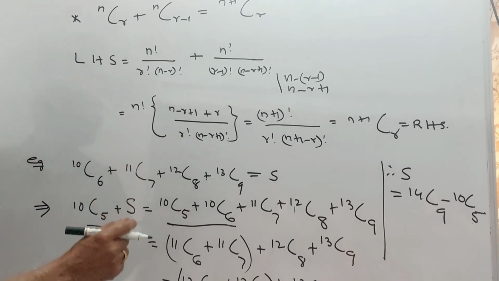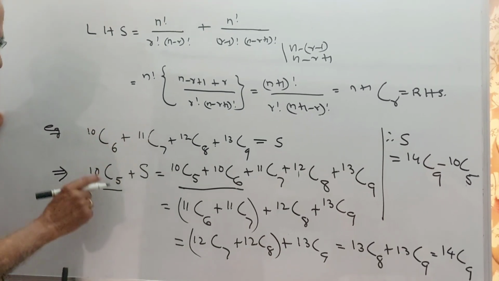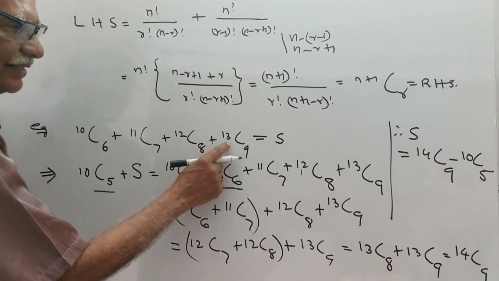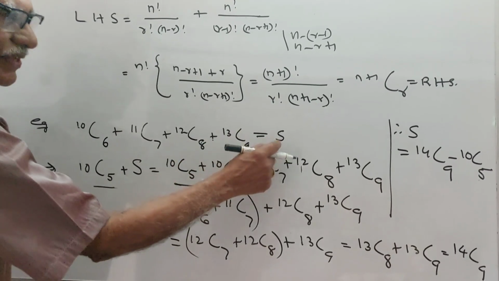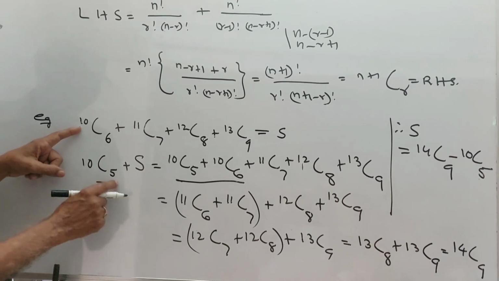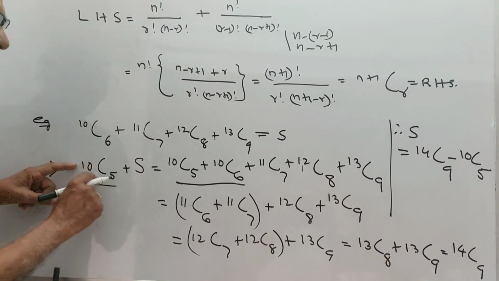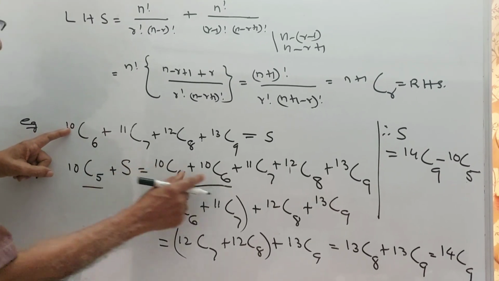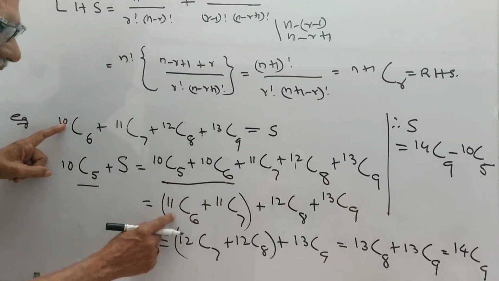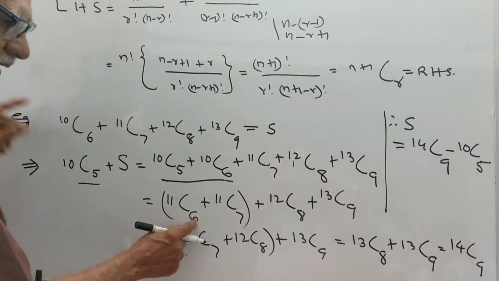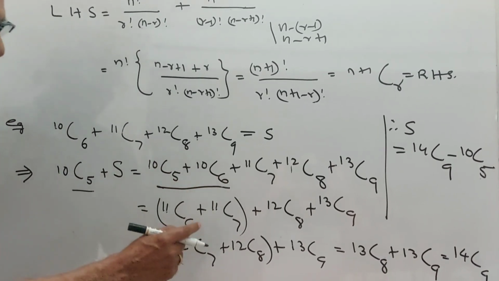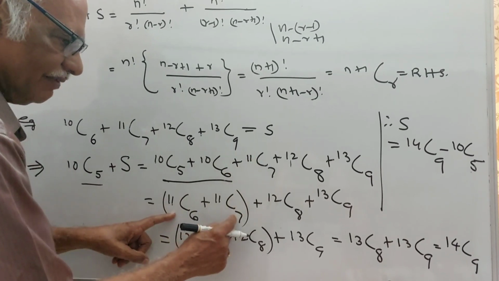Now application of this formula in simplifications. 10C6 plus 11C7 plus 12C8 plus 13C9, suppose we want to see it. It is called S, suppose it is S. Then you add the missing term 10C5. When you add 10C5 to S, 10C5 plus 10C6 come. So 10C5 plus 10C6 can be combined as 11C6, because 10 and 10 will go to 11 and 6 will come there. So 11C6 plus next is 11C7.